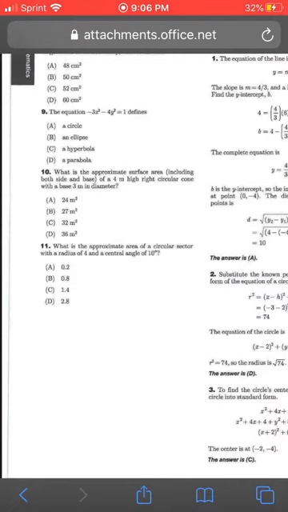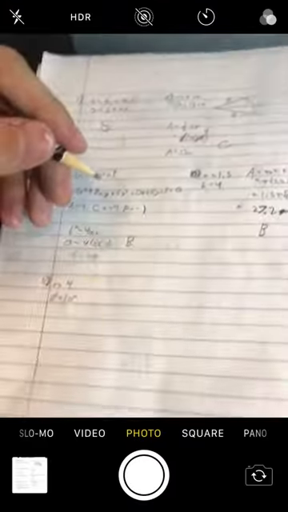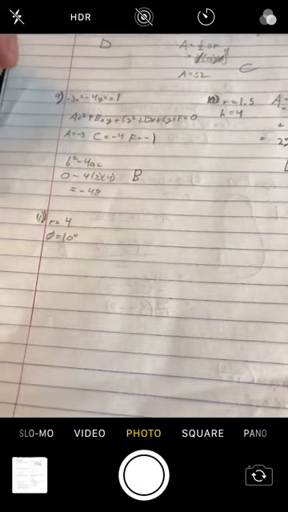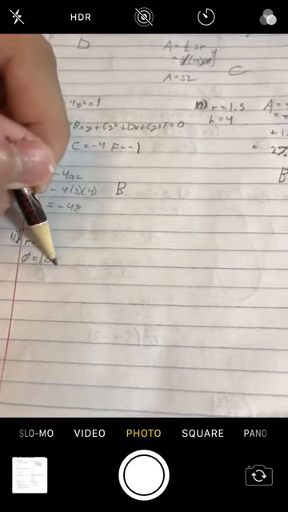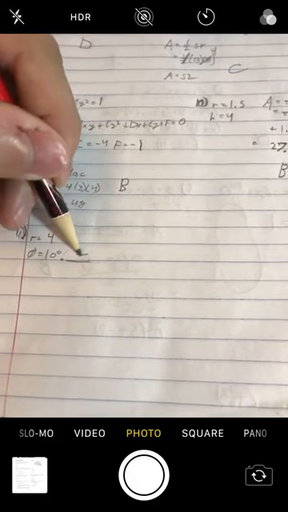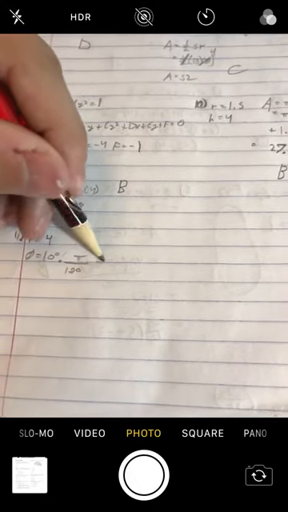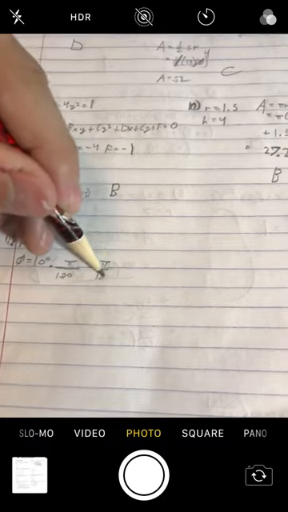What is the approximate area of a circular sector with a radius of 4 and a central angle of 10? So r is going to equal 4 and the angle is 10 degrees. But remember, we're going to want to convert this to radians, so times pi over 180. That's going to be pi over 18 radians.